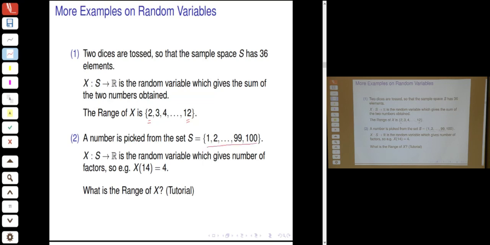So another example is a number which is picked at random from the set S, which is 1, 2, 3, 4 up to 100. And x is a random variable which gives the number of factors. So, for example, if you look at 14, then 14 is 2 times 7, so these two are factors, and also you have to throw in 1 and 14 themselves. So in total there are 4 factors. So the number of factors of 14 is 4. So you pick a number at random from the set 1 to 100. Each of these integers between 1 and 100 has the equal chance of 1 over 100 of appearing, and then you just count the number of factors. Of course, since the choice of the number between 1 and 100 is random, the number of factors is also going to be random, and this is going to be our random variable.